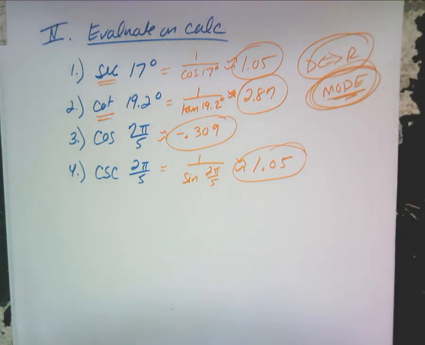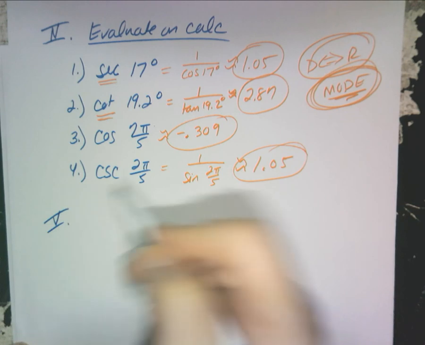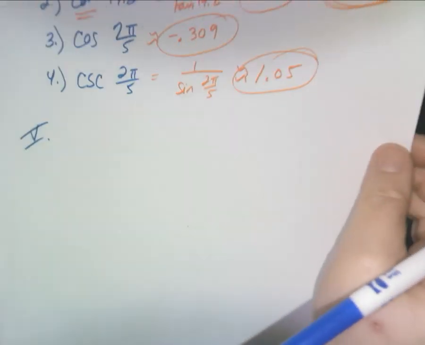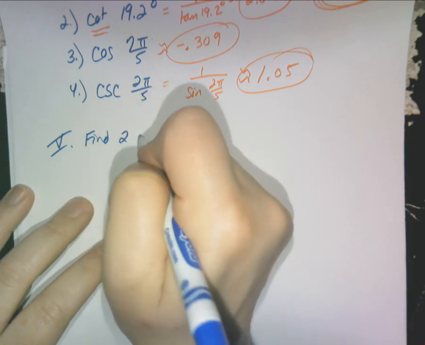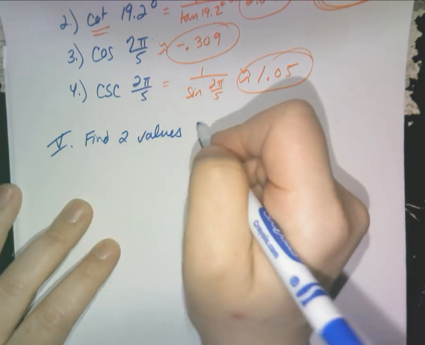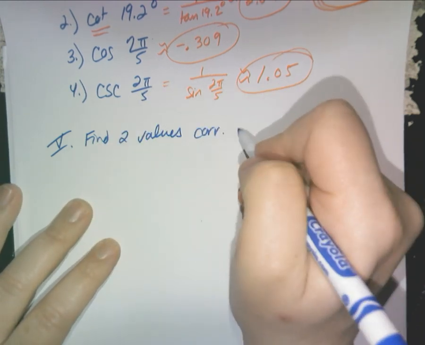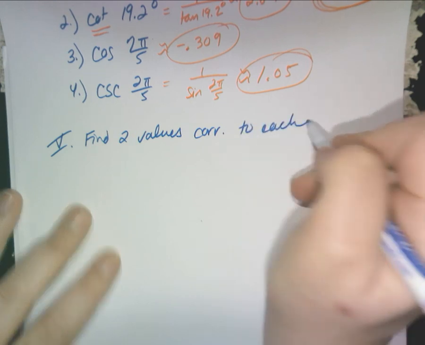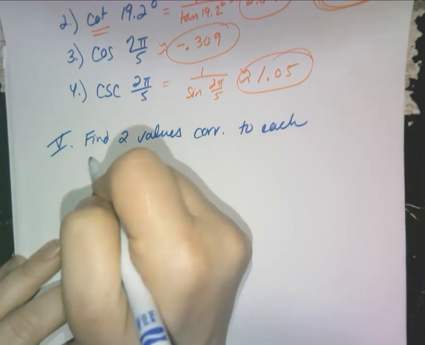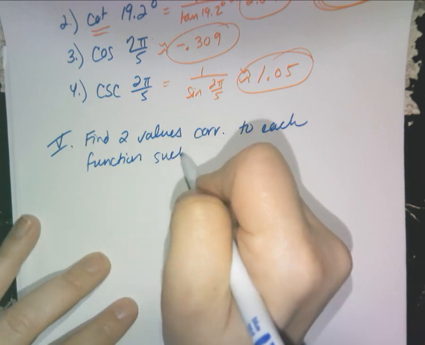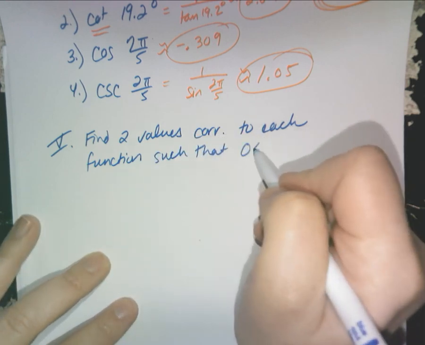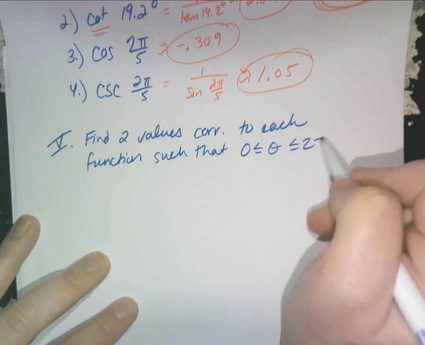Okay. All right. And last but not least, these are like the hardest ones. We're actually going to do more of these come Monday because I remember when I taught this year after year, everybody still struggles on this. Find two values, although my SPCC people had to do it for a homework quiz one night, to each function such that 0 is less than or equal to theta, which is less than or equal to 2 pi.